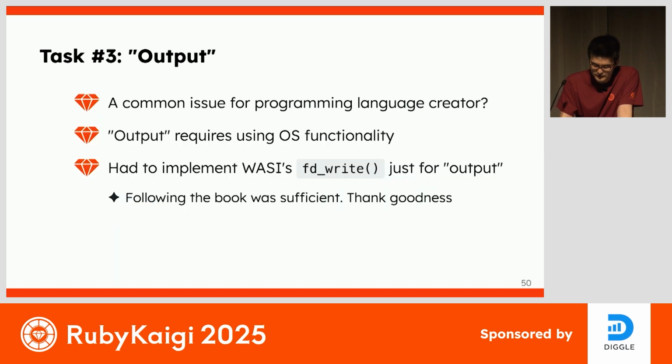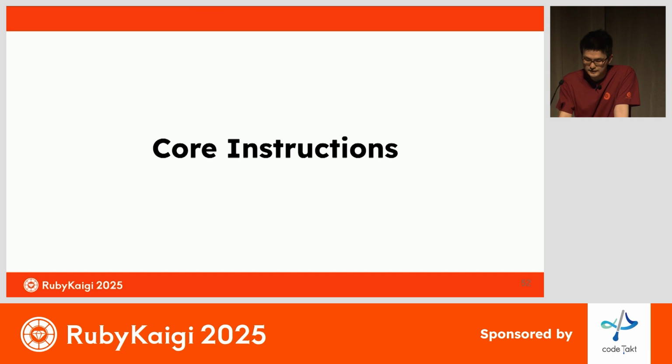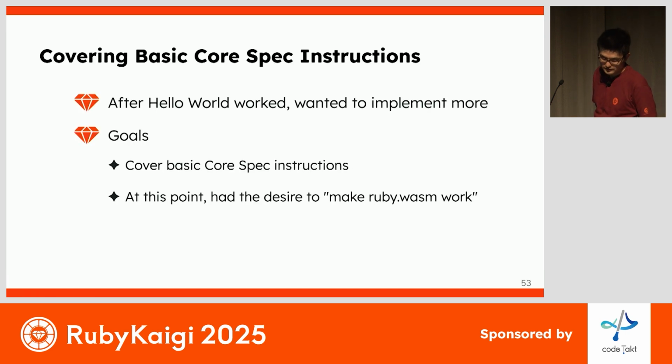Conversely, while the VM is simple, interacting with the outside world, like handling output, is a bit more difficult. To produce output, you must implement at least the function fd_write, right? After that coding, hello world worked. Okay, next, I decided to cover the basic instructions of the wasm core spec. At this point, I have a slight desire to run ruby.wasm.